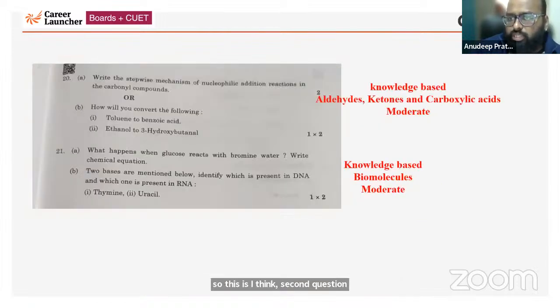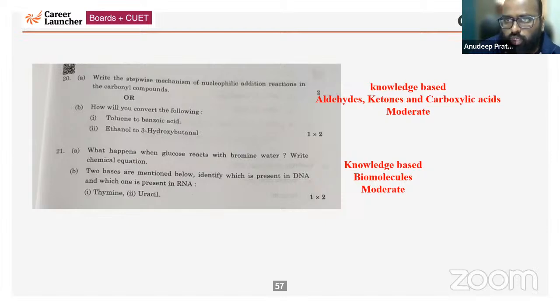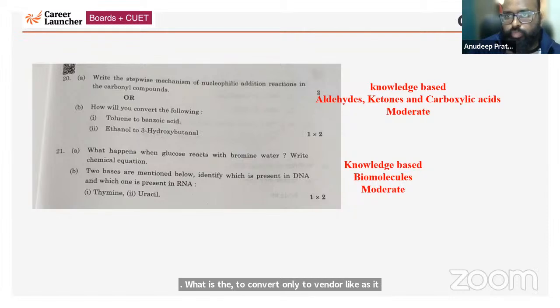Next one again, aldehydes, ketones, and carboxylic acids. Fifth question from the aldehydes, ketones, and carboxylic acids. Okay, it's a knowledge-based question because he's asking the mechanism for the nucleophilic addition reaction, and also you have to write the conversion of toluene to benzoic acid. You need to know the reagent. What is the reagent to convert toluene to benzoic acid? KMnO4/H+, acidic KMnO4, right? This type of reagents you have to know.